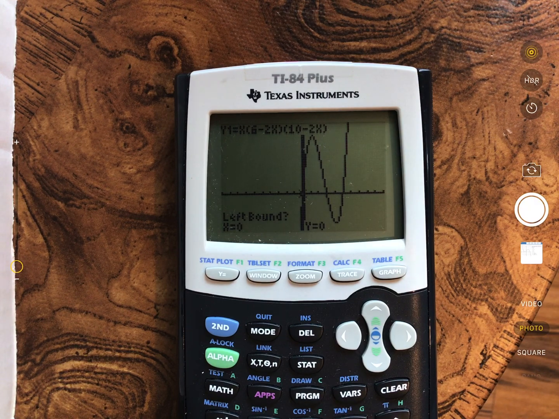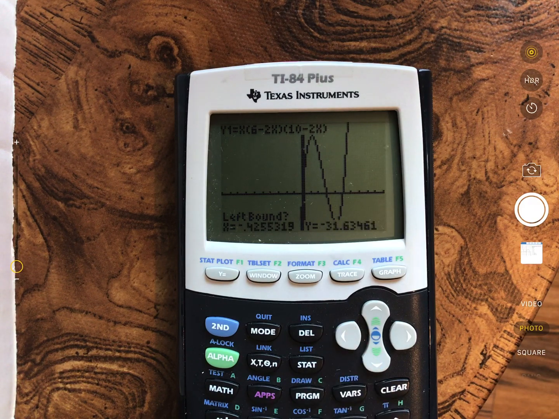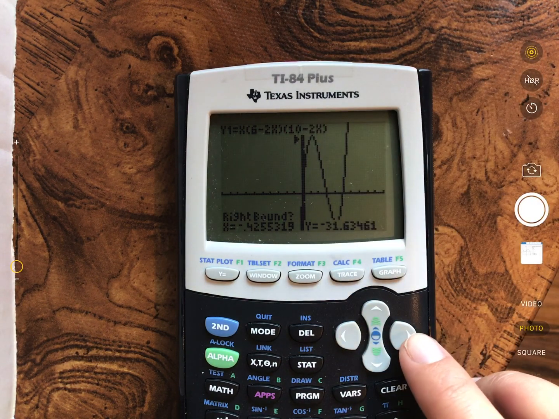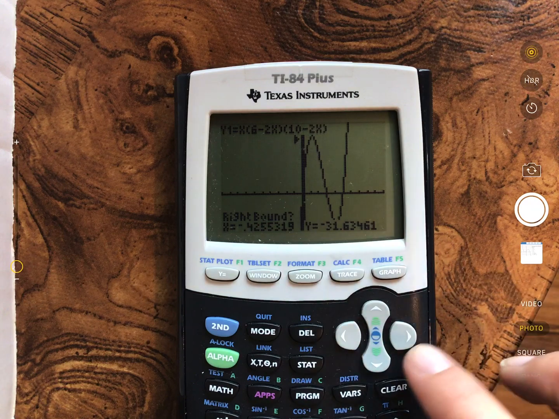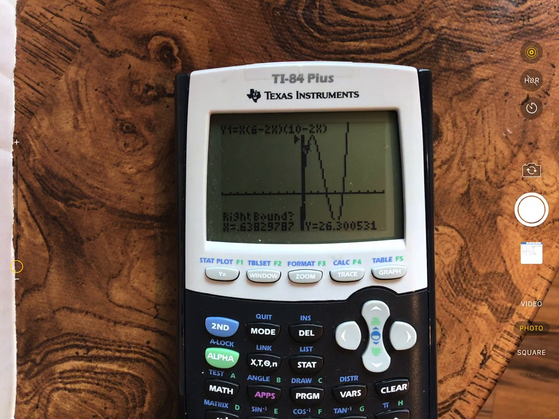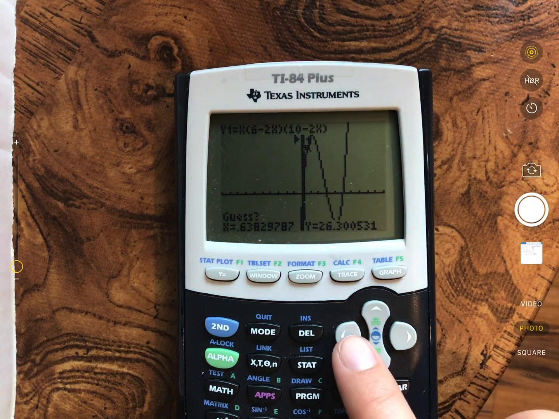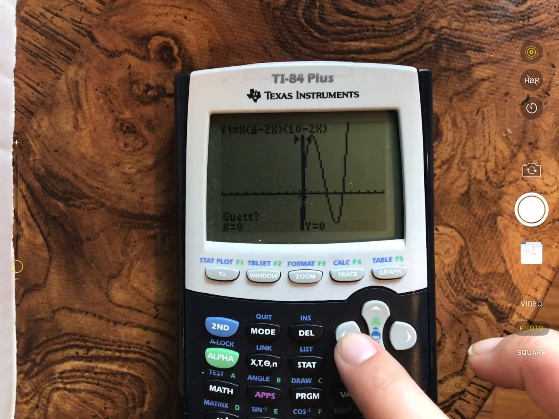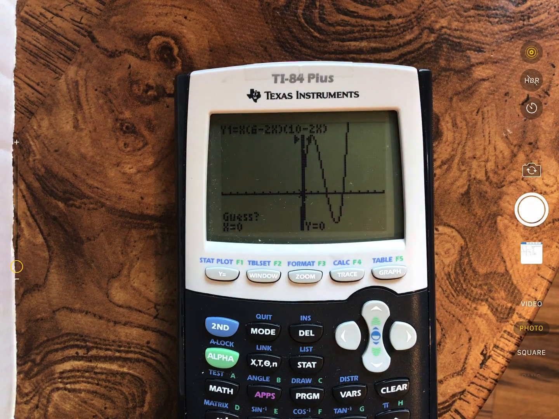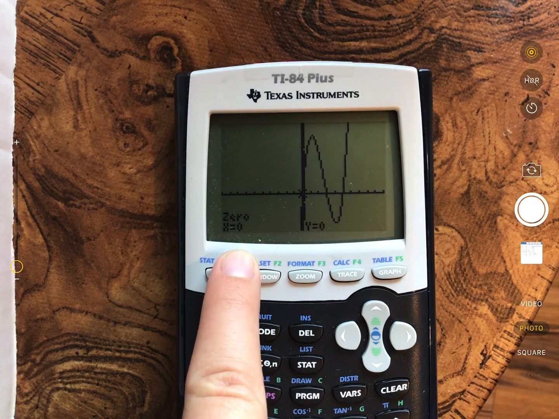And when it does that, it's going to ask me to find my left bound. So I need to make sure that I am to the left of that zero before I hit enter, and see how it pulls up that arrow. That means I'm looking to the right of that arrow. And then it says right bound, and I want to make sure I move this little x that we see here to the right of that. And now these arrows are saying I'm looking for a zero that's between here and here. And then guess means I want to try to get approximately to where I think the zero is. And I'm going to hit enter because that's about where I think it is. And now it's going to give me my zero. So I have one x-intercept here at 0.